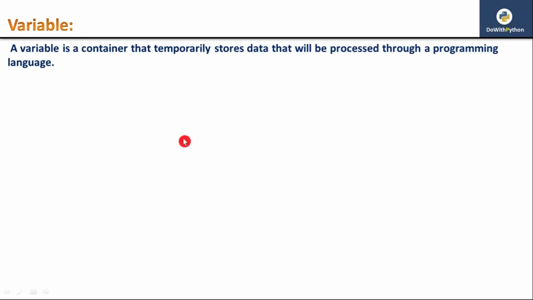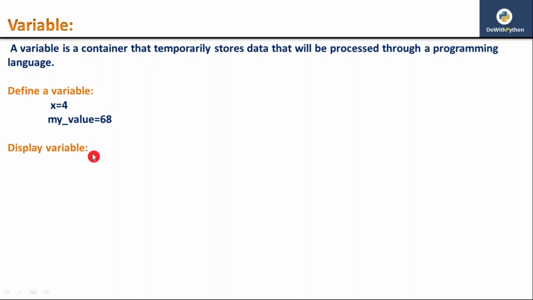Already in one of my videos, I have given some info about variables. In order to store some value, we are using variables, right? Simply, a variable is a container that temporarily stores data that will be processed through a programming language. Now, if you want to define a variable, you can define it like x equals 4, or any value.